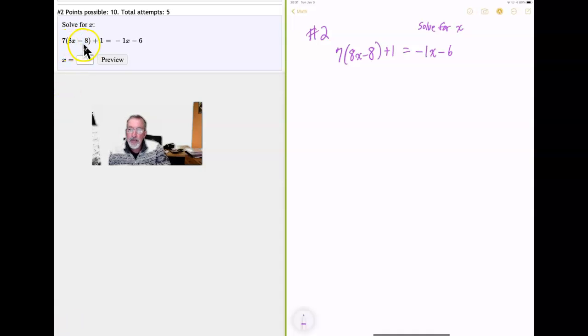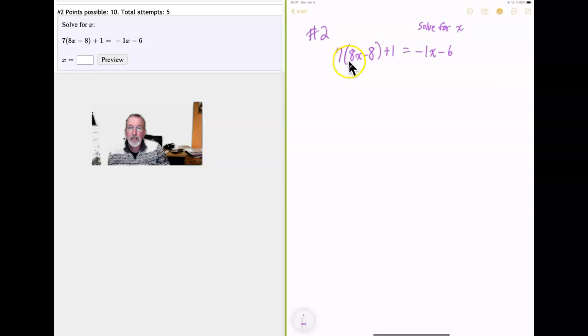7 times (8x minus 8) plus 1 is equal to negative 1x. And usually we don't put this 1 in here. We would just say negative x minus 1. I think maybe because it's just a computer program that produces these, it's why we have that negative 1x. But just don't let it throw you. It's not the usual way we write it, but it's okay to write it. It's just redundant. All right, so I've got the problem written out over here.